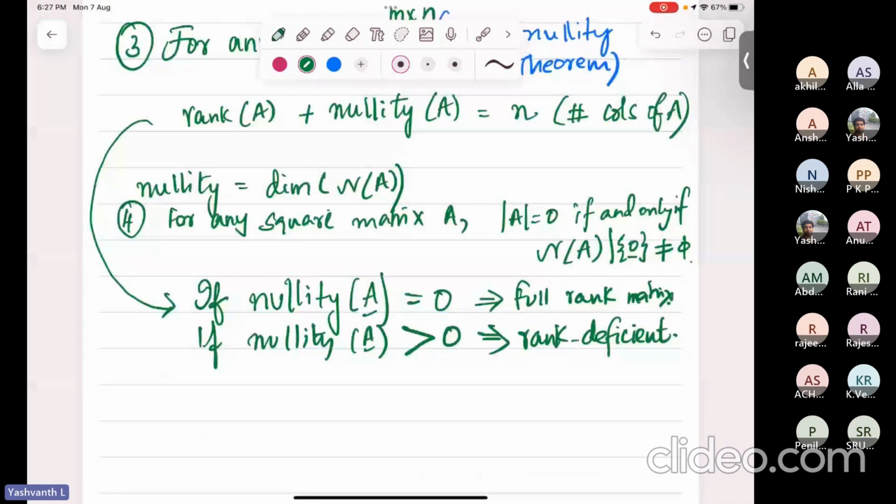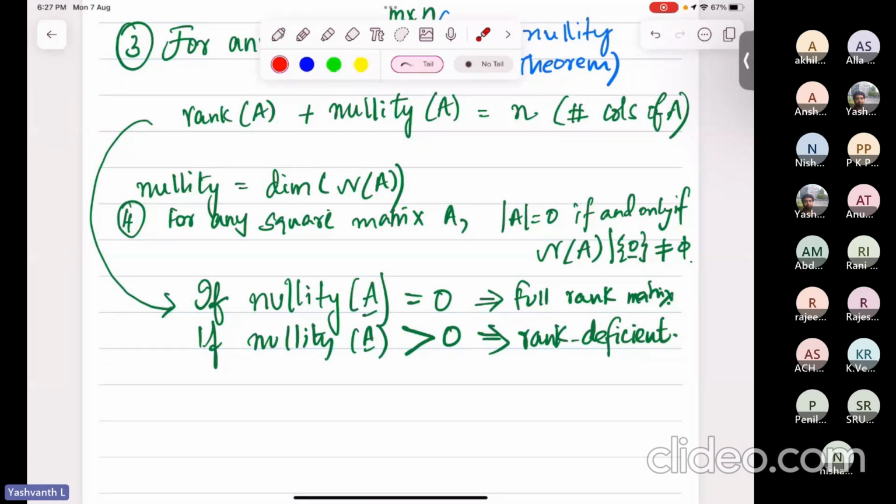Now, the fourth result says that for any square matrix A, the determinant is 0 if and only if the null space contains a vector other than the 0 vector. That is, if you remove the 0 vector from the null space, the remaining space should not be empty. There should be at least one non-zero vector in the null space of A in order for the determinant to become 0.